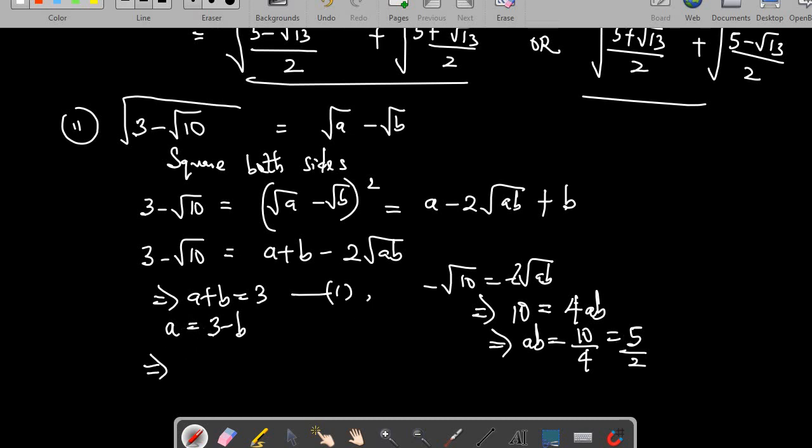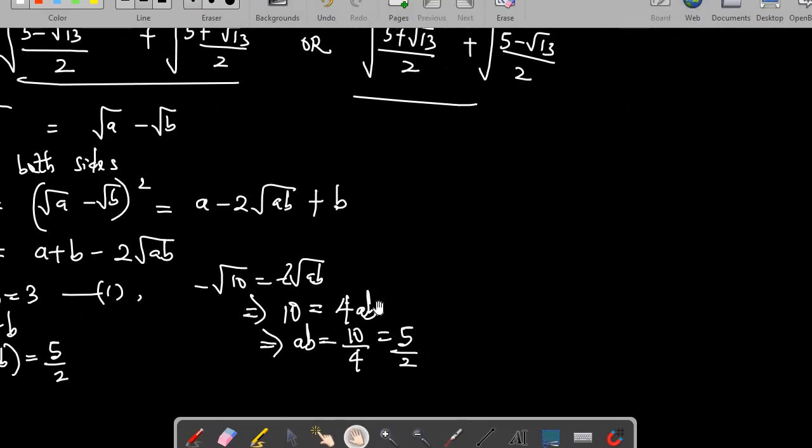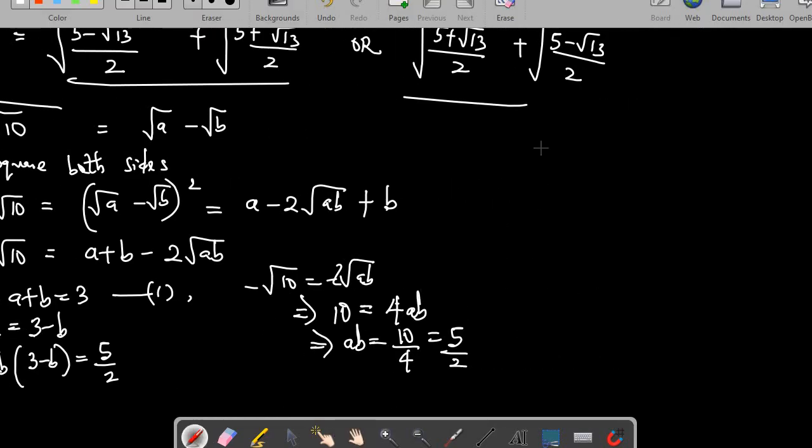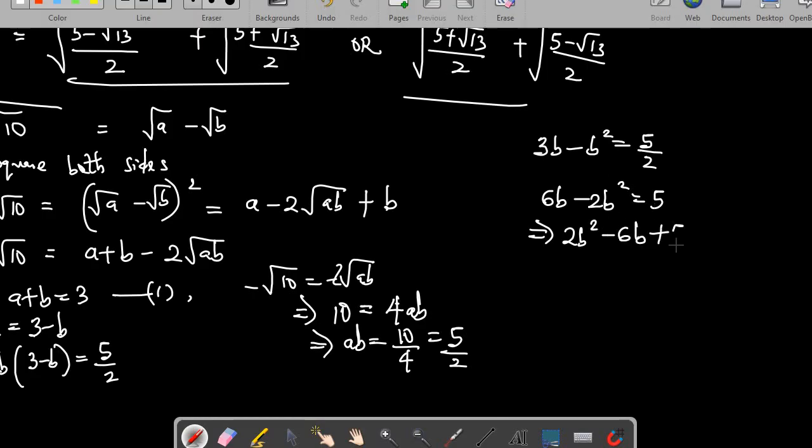So this implies that you have b times (3 minus b) equals 5 over 2. If you simplify this further, you have 3b minus b squared equals 5 over 2. Multiplying through by 2, we have 6b minus 2b squared equals 5. Now this implies that 2b squared, if you take them to the right, minus 6b plus 5 equals 10. 2 times 5 is 10.